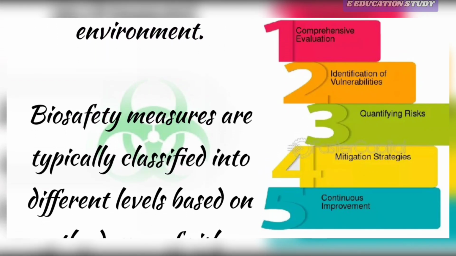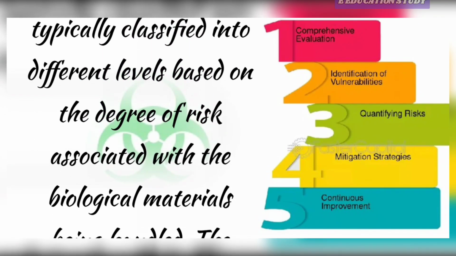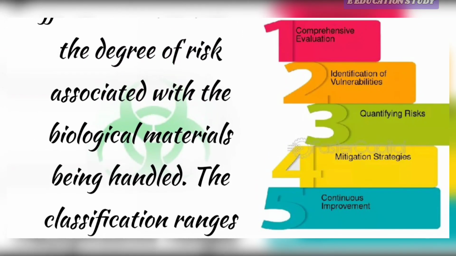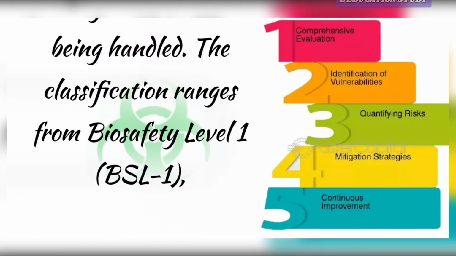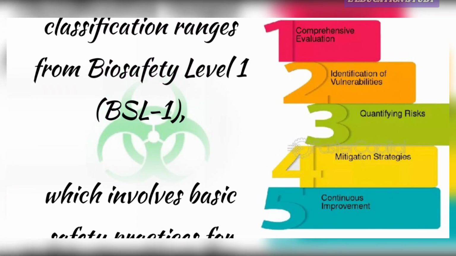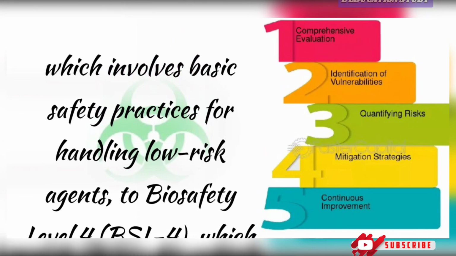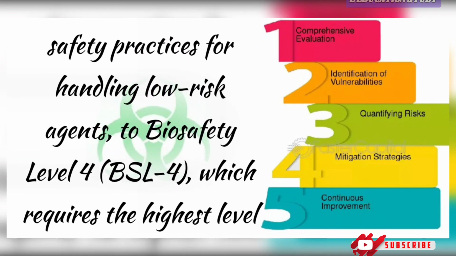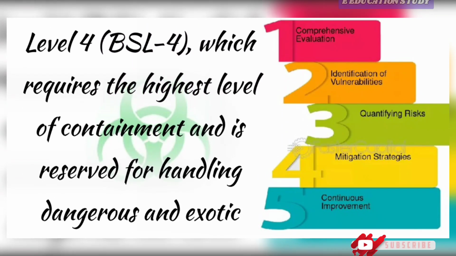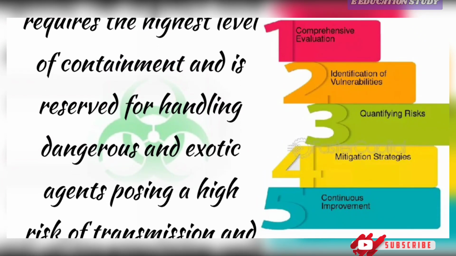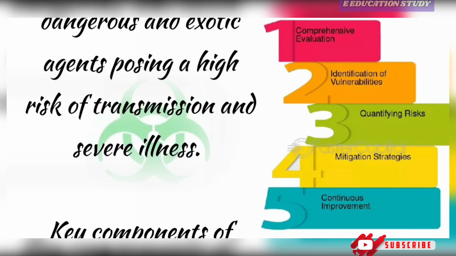Biosafety measures are typically classified into different levels based on the degree of risk associated with the biological materials being handled. The classification ranges from Biosafety Level 1, BSL-1, which involves basic safety practices for handling low-risk agents, to Biosafety Level 4, BSL-4, which requires the highest level of containment and is reserved for handling dangerous and exotic agents posing a high risk of transmission and severe illness.